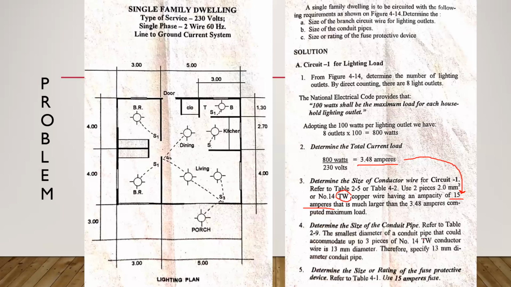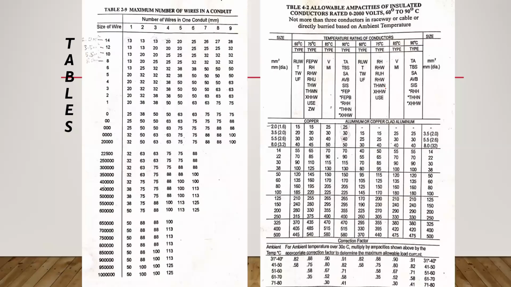So let's proceed sa ating table 2-9. So here we have our table 2-9, maximum number of wires in a conduit. Here is yung ating size of wire. So meron tayong number 14, which is yung 2.0 mm. Yung ating number 12, 3.5 mm. Number 10, 5.5 mm. And number 8, which is yung 8.0 mm squared na copper wire.